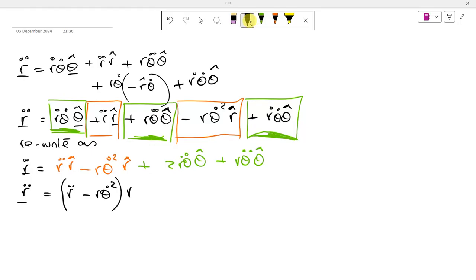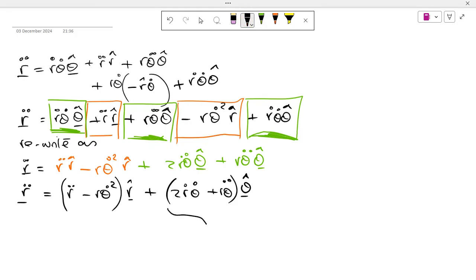Put brackets round r hat plus 2r dot theta dot, and I'm making sure that I haven't made any mistakes as best I can, plus r theta double dot, and that's multiplied by a theta hat. So that really should have a line underneath it. So we're getting closer to what we want to achieve now.